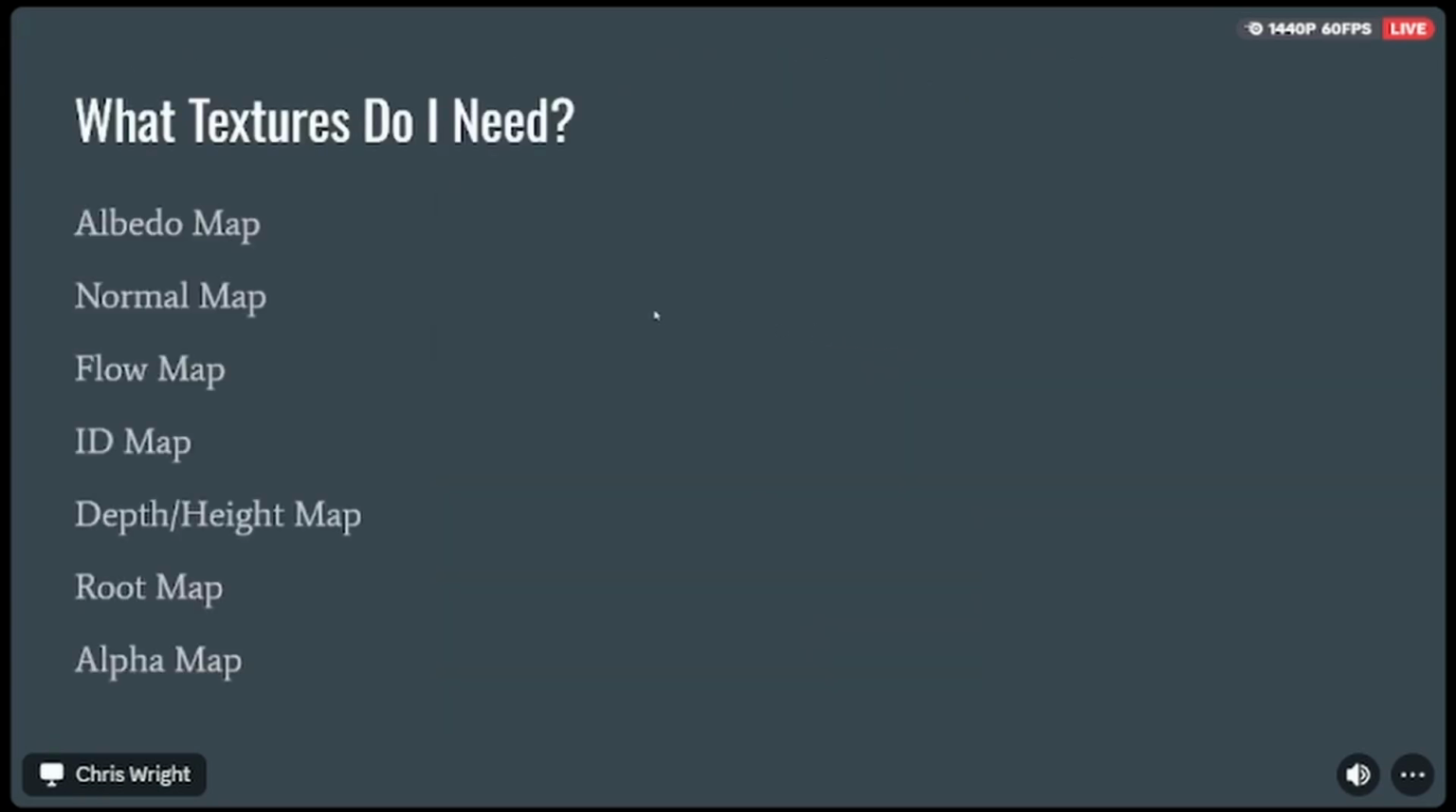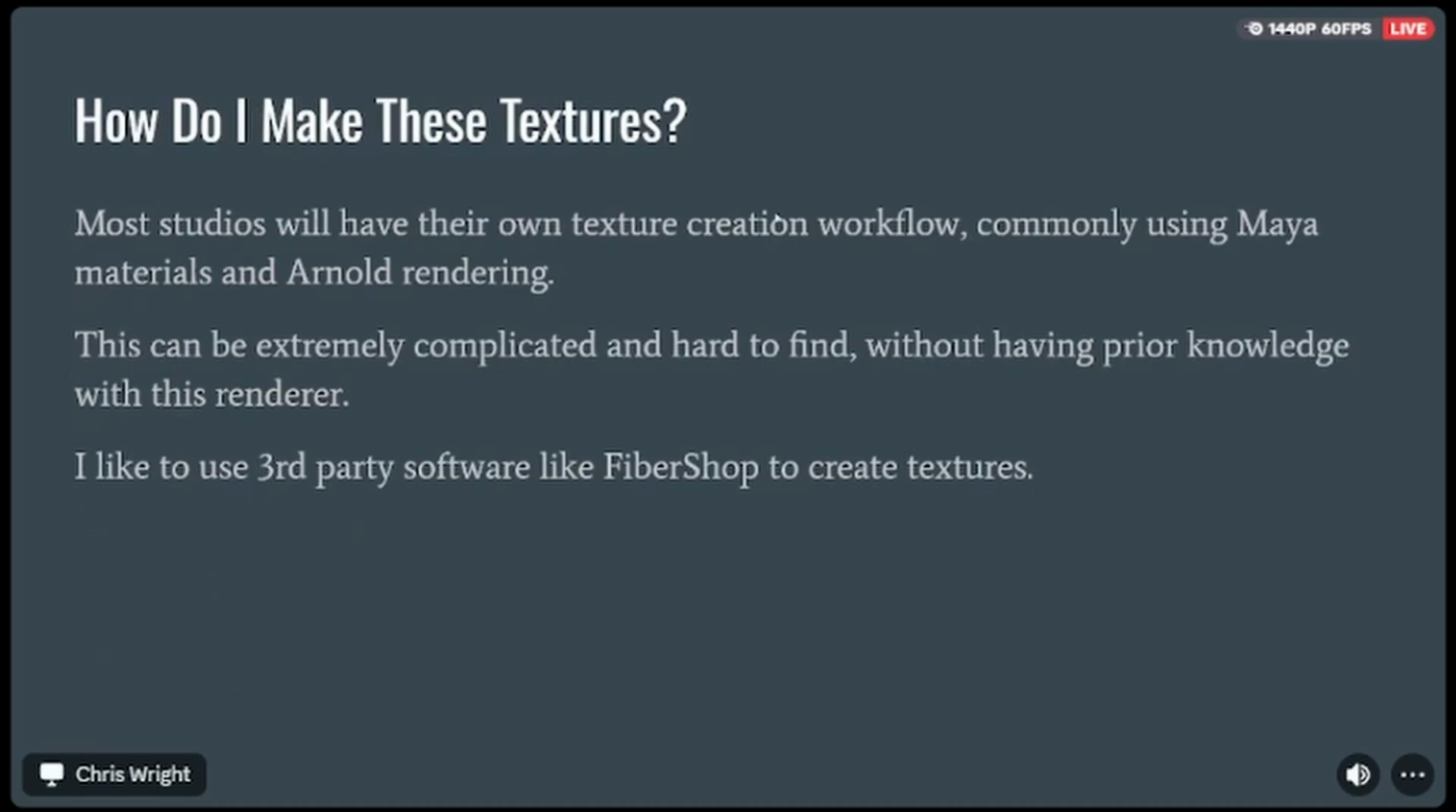Okay, and this is just another list of all the maps you need. Normal map, not so much. Now, one of the problems I had when I started was how do you make these textures? A lot of information online always tends to go for Maya and Arnold rendering, and I was always really terrible at getting my head around this. To this day, I still don't know how to do proper Arnold rendering with these textures. It's so confusing. So instead, I use a third-party software called Photoshop to create these textures.